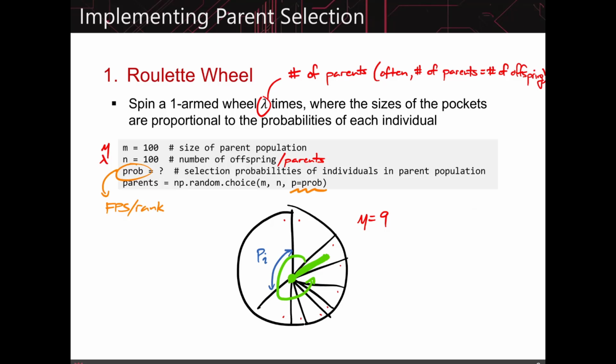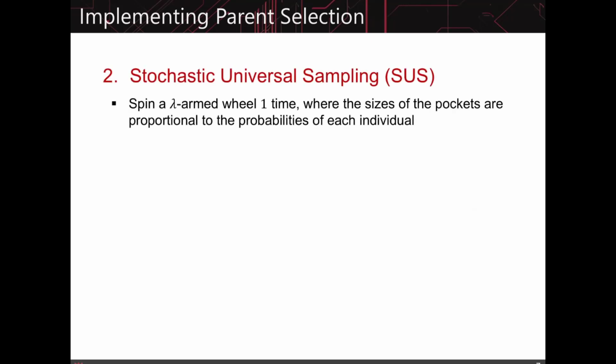So you can see how probabilities increase or decrease based on the fitness values of those individuals. We're going to spin that wheel as many times as we need parents. So in this case, that would be lambda or n in the particular variable set that I'm using for the code. Now, the second type of method for implementing parent selection is called stochastic universal sampling, or SUS for short.